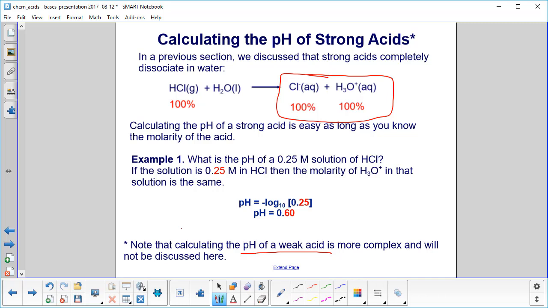So if we're asking what is the pH of a 0.25 molar solution of hydrogen chloride, or hydrochloric acid, well, if we know it's 0.25 molar, then the molarity of the hydronium has to be the same. Why? Because the coefficient in front of the hydronium and the HCl is the same, it's 1. So we use our pH formula, minus log base 10 of 0.25, and we come up with a pH of 0.60, which is very, very low.